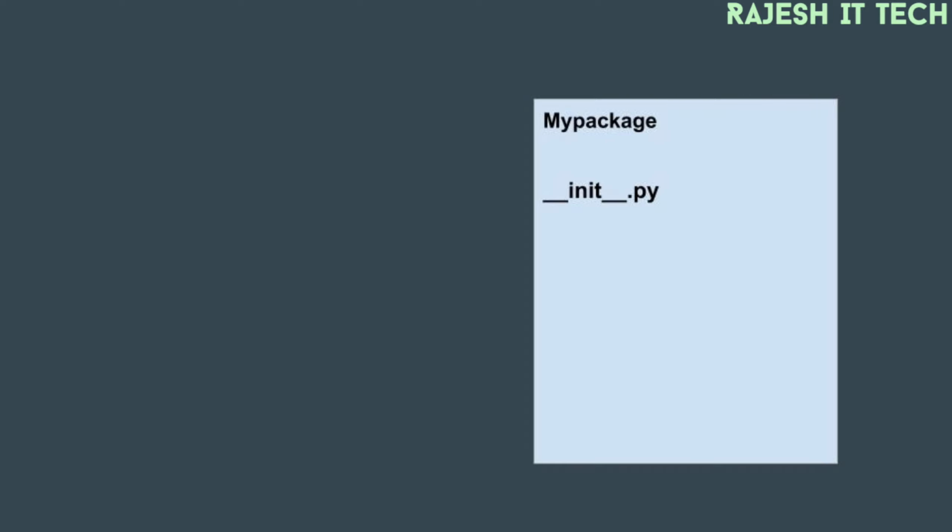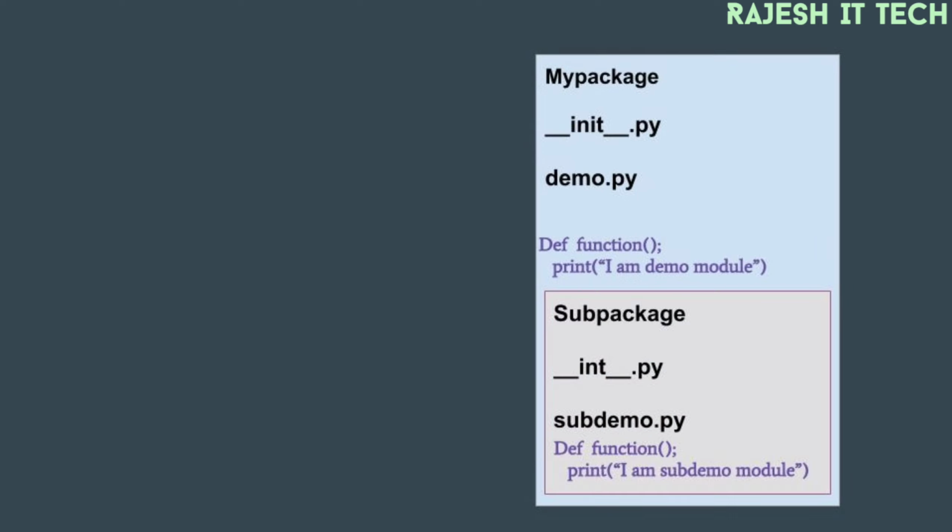After that, I am creating a module named demo.py. A module is nothing but variables, functions and classes. I am also creating a function along with the module. Then I am creating a subfolder inside the mypackage folder. This subfolder also has a Python file and module along with a function. Once you create a package like this, you can use it anywhere in your project.